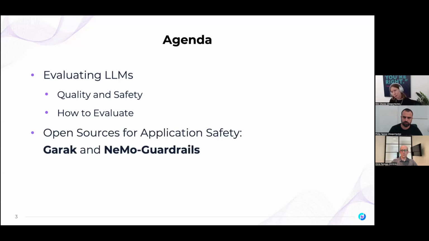Before we see it in practice, let's dive in a bit more into the areas of safety: how do we build a data set, what are these metrics, how do we check for them, and how do we mitigate them? And I'm happy to hand it over to Chris to talk about Garak for safety and NeMo Guardrails as a guardrails platform.